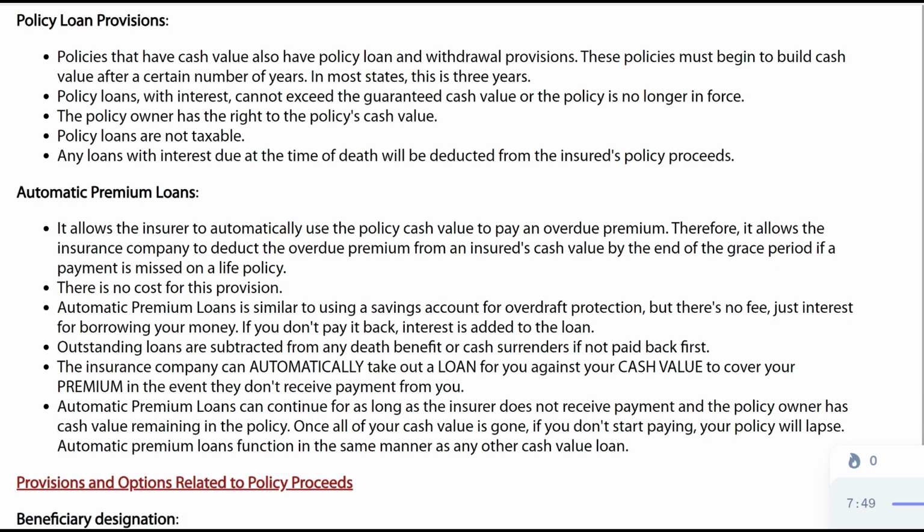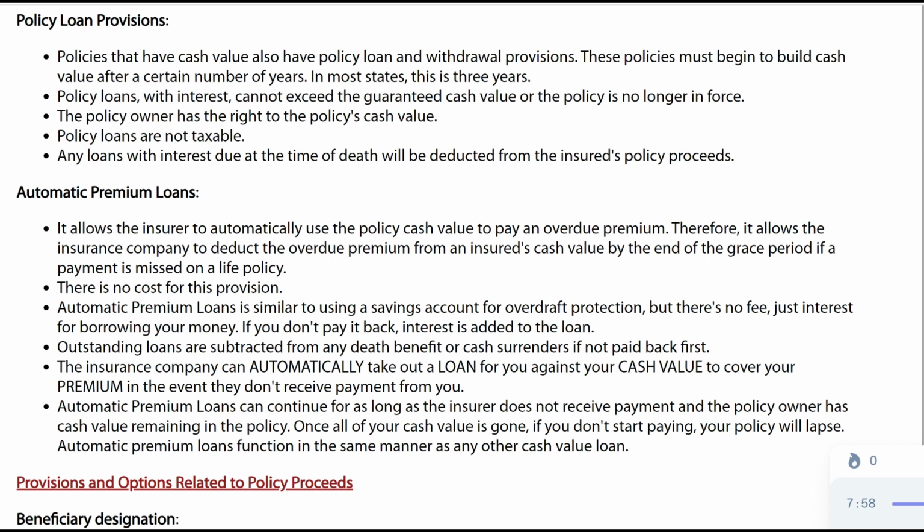Automatic premium loans can continue for as long as the insurer does not receive payment and the policy owner has cash value remaining in the policy. Once all of your cash value is gone, if you don't start paying, your policy will lapse.